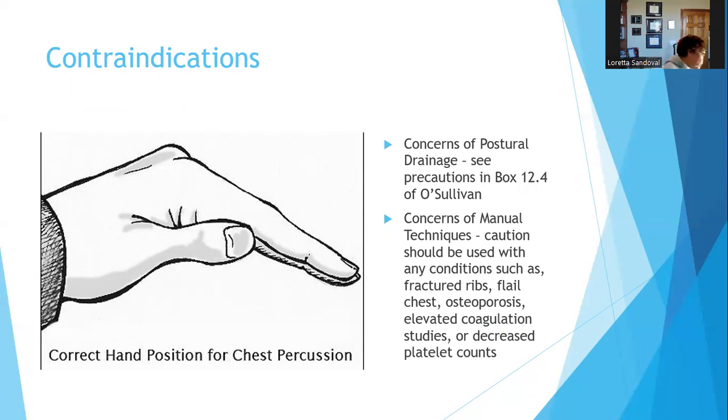On box 12.4 in the chapter, there are concerns of postural drainage. So there's certain things, certain positions you don't want to get people in, depending. So take a look at box 12.4 and look at those concerns of postural drainage. We're going to have a whole list of things that we're practicing in lab, and it's fun.